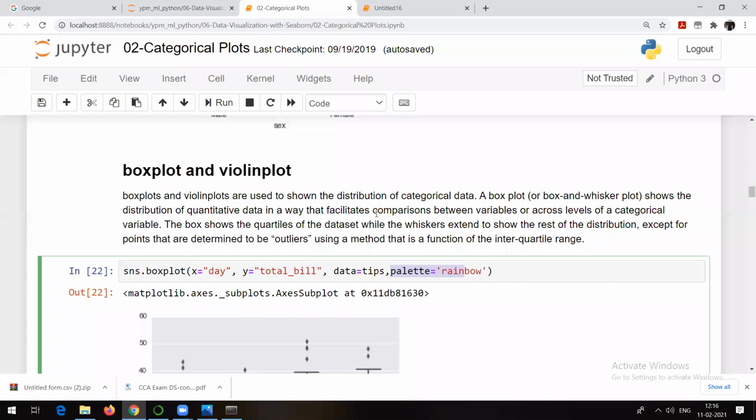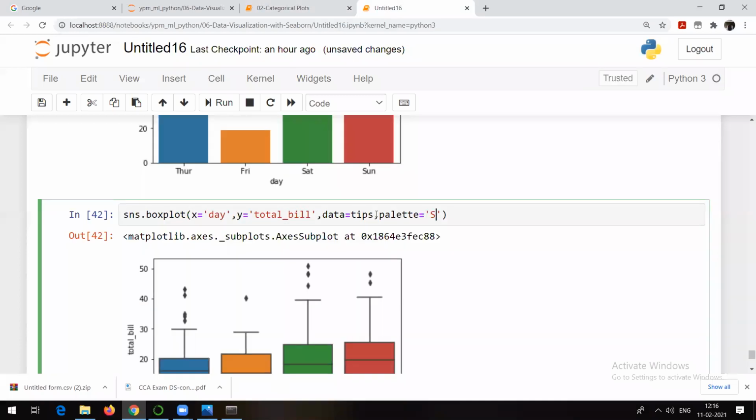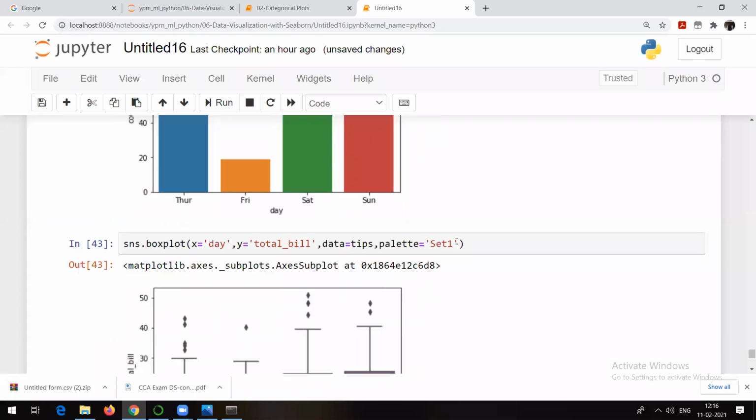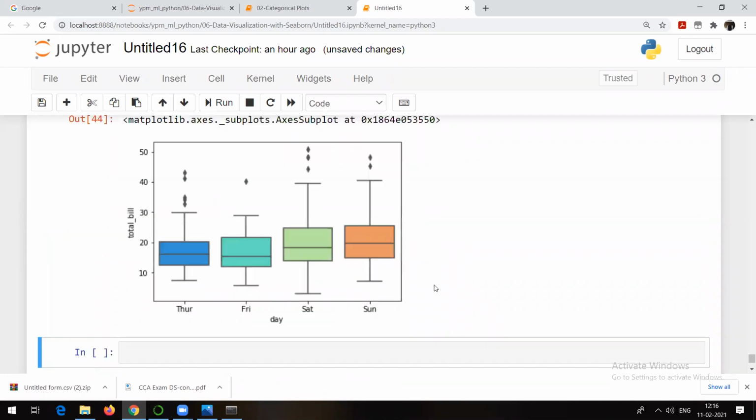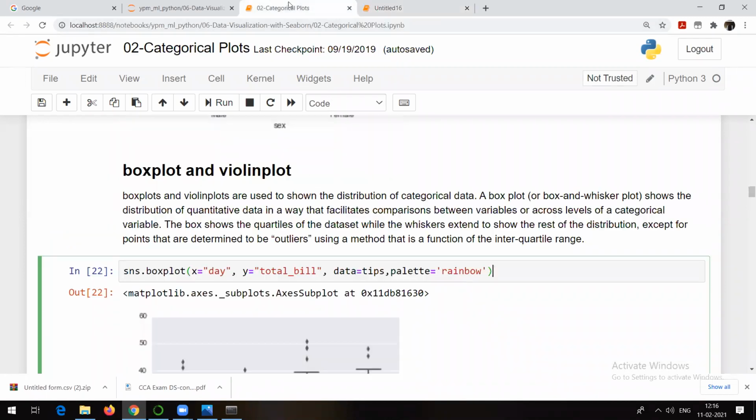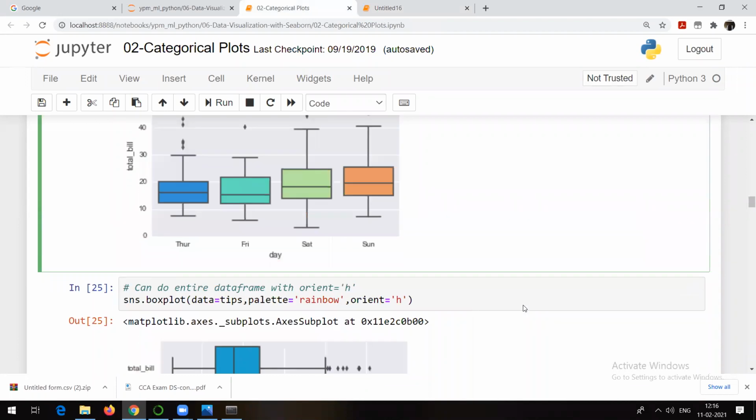So if you want another color, which is Set1, this is another color. There are a lot of different options. This is just going to change the colors, nothing else. Okay. So yes, that's a box and whisker plot.